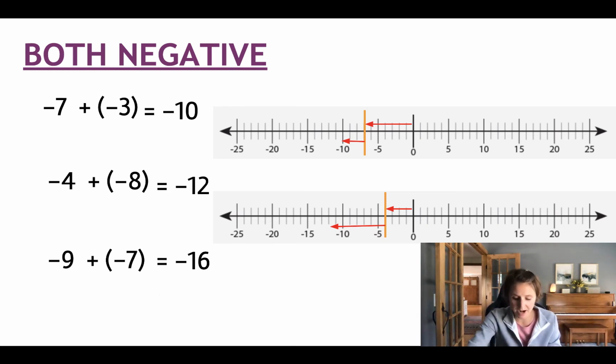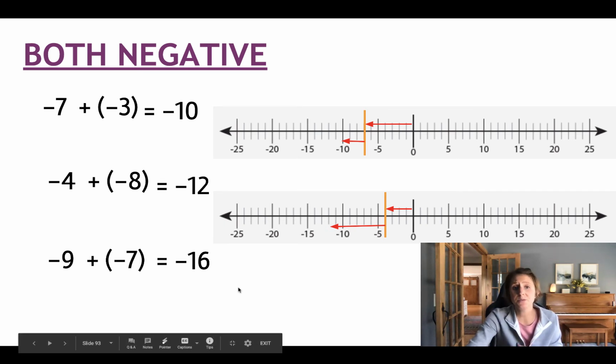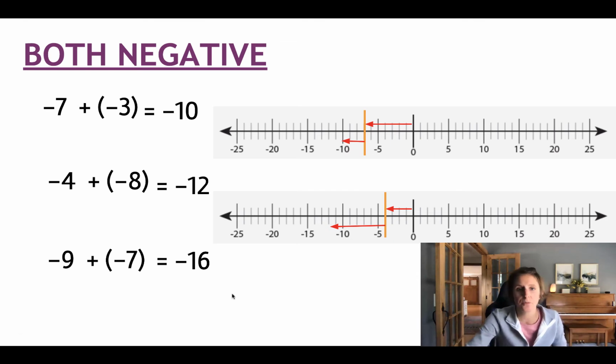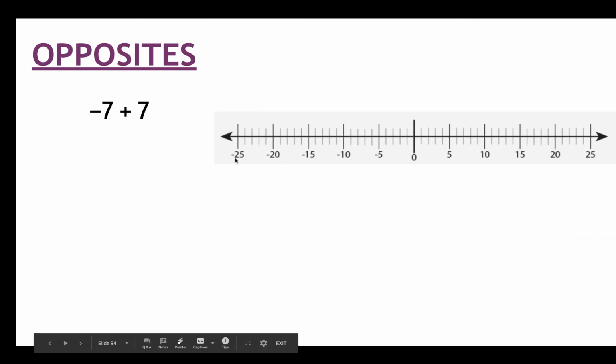Let's look at the next box, opposites. Opposites we know are the same distance away from 0, but on opposite sides of 0. Opposites are the same distance away from 0, but they're on opposite sides of 0. Adding opposites, find that box in your notes.